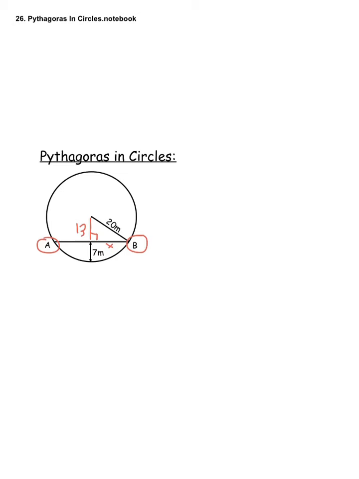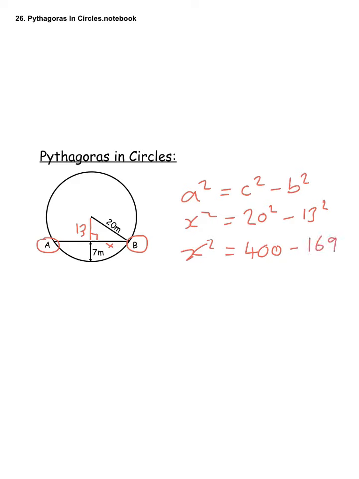So Pythagoras' theorem, for a smaller side we're going to use a squared is equal to c squared minus b squared. We are going to substitute in our x squared there. Our c squared is 20 squared. Our 13 squared is our b squared. 20 squared, 20 times 20 is 400. 13 squared, 13 times 13 is 169.